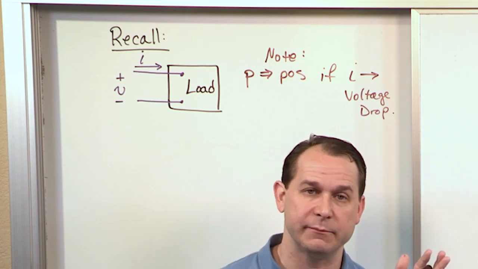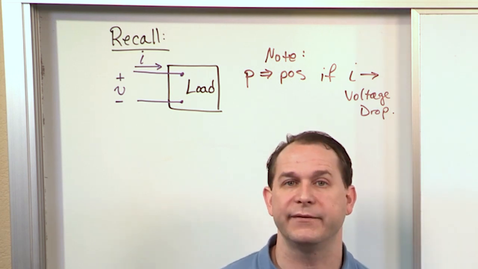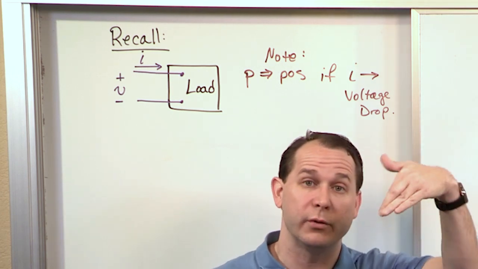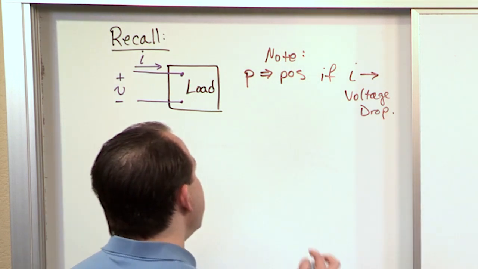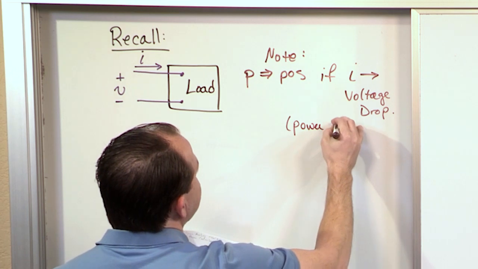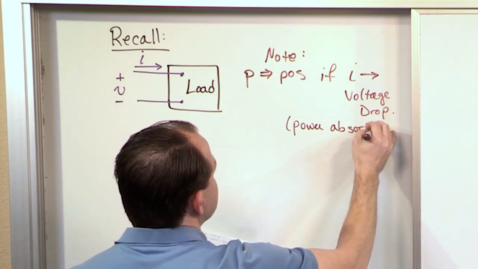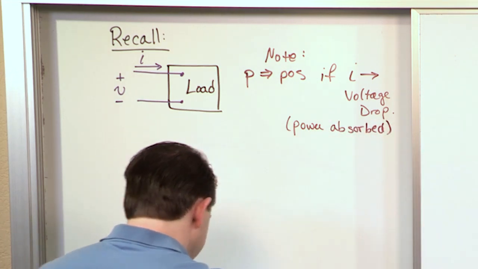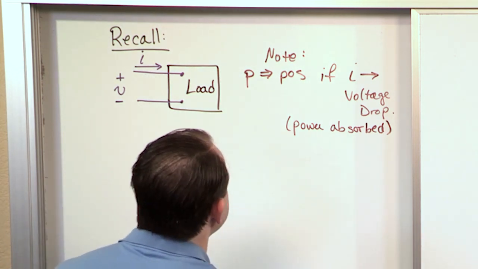We'll write it down in a second, but current times voltage, and we keep a positive sign out in front because the current is going in the direction of a voltage drop. So in this case, we say that the power is absorbed by the load. I know all this stuff is elementary. You just kind of have to hang out with me for a second.